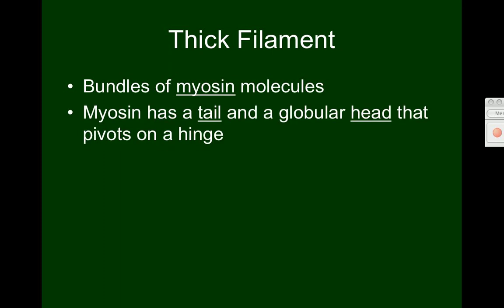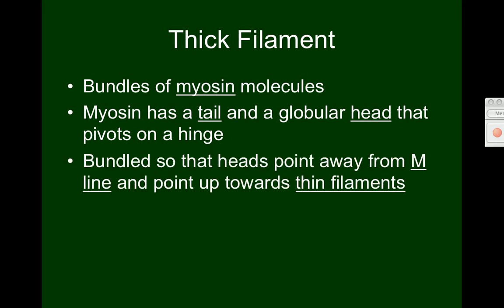The thick filament is made up of myosin bundles, and these always remind me of flowers, like a bouquet of flowers in terms of how they are arranged. They have a tail as well as a globular head that pivots on a hinge, and it's kind of like how your wrist pivots back and forth. That's how it pivots. Now they are bundled, like I said, like flowers in a bouquet, so that their tails are all grouped together, and the heads point up or down towards the thin filaments.